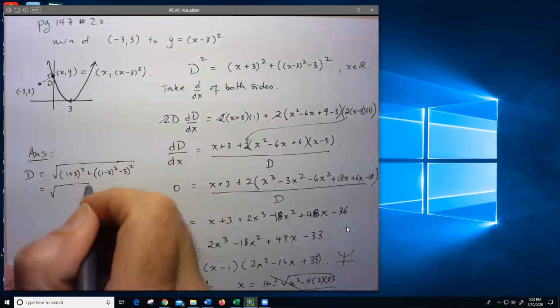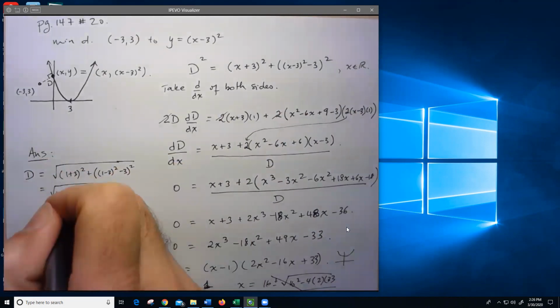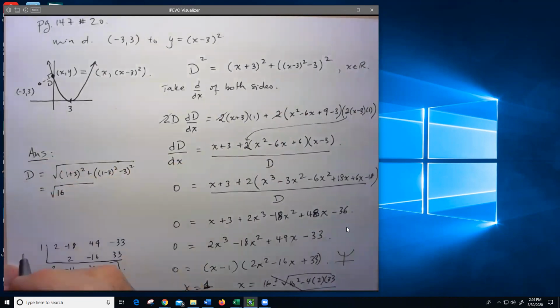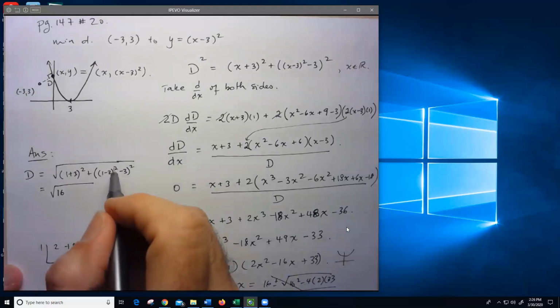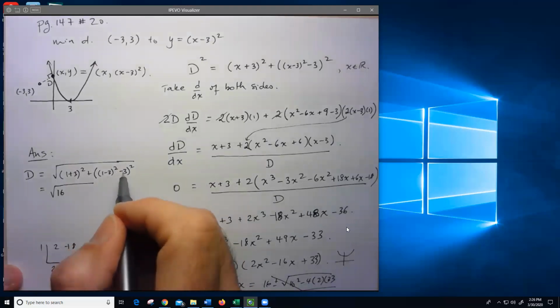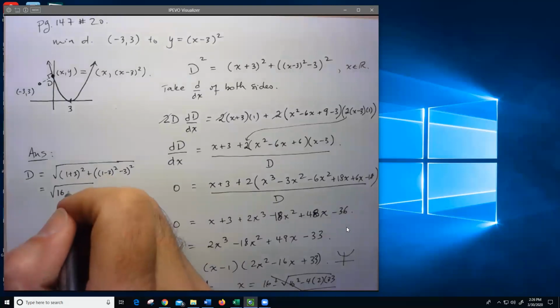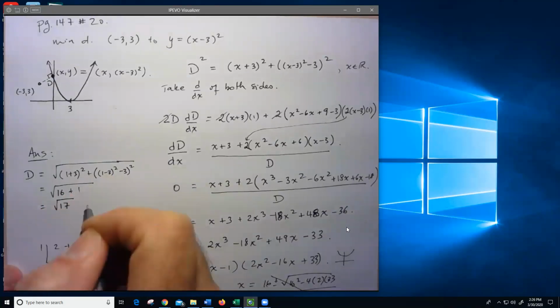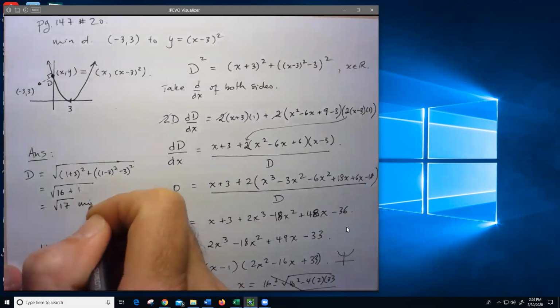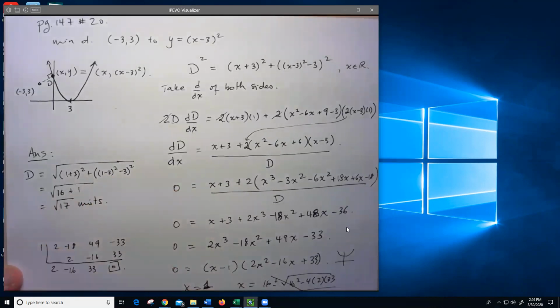So we have the square root of, this is going to be 4 squared is 16. Again, please keep track of my arithmetic here. So this is negative 2 squared, which is 4, minus 3 is 1 squared. So this is plus 1. So it looks like my answer is root 17 units. And that looks like our final answer.